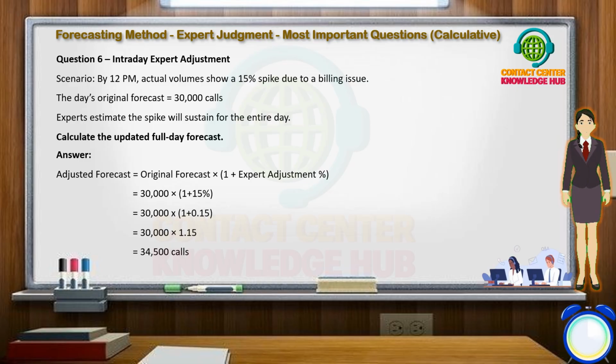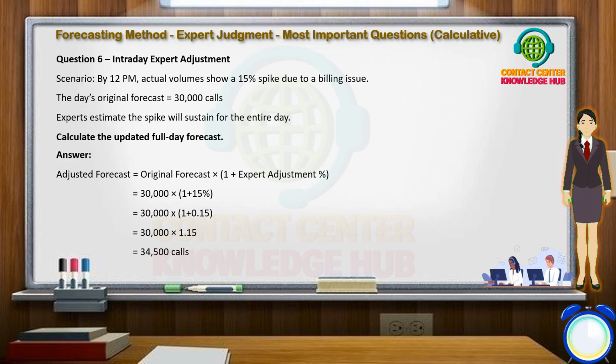And the answer is here. In this scenario, by 12 p.m., actual call volumes show a 15% spike caused by a billing issue. The original full-day forecast for today was 30,000 calls. Experts believe this increase will continue for the rest of the day, so an amendment is required. To update the forecast, we apply the expert adjustment formula. Adjusted forecast equals original forecast multiplied by 1 plus the expert adjustment percentage.